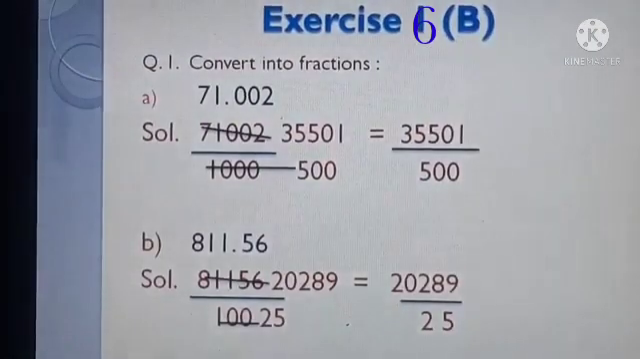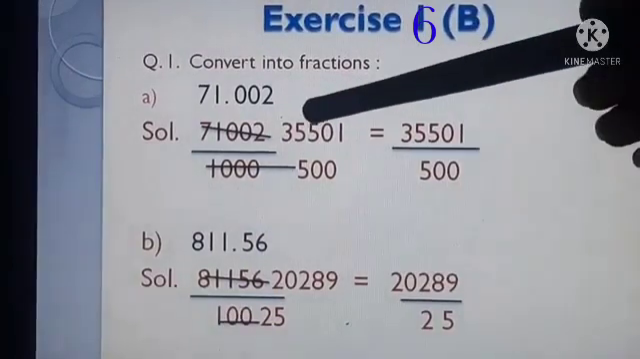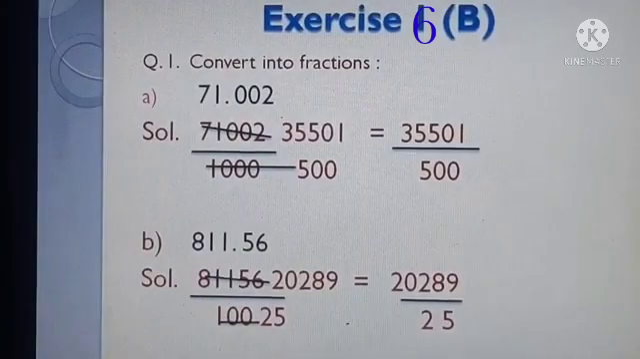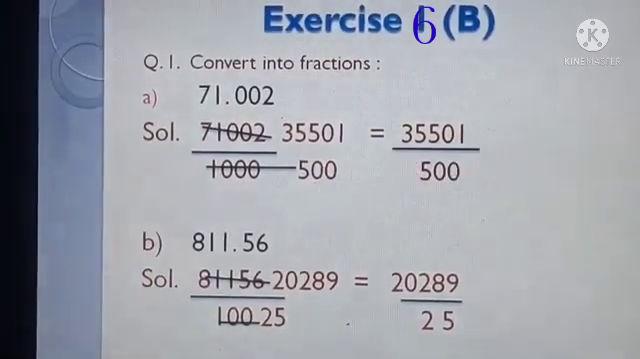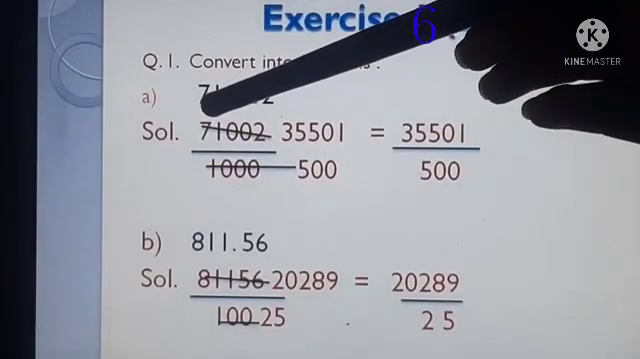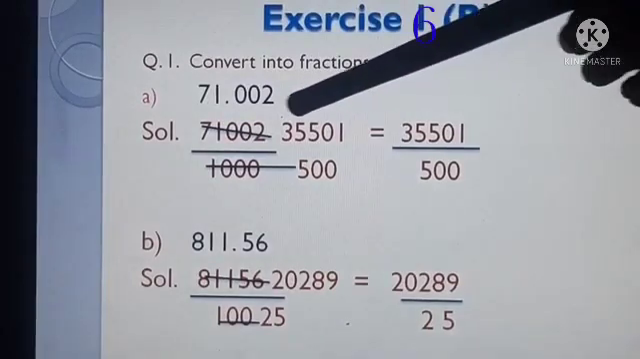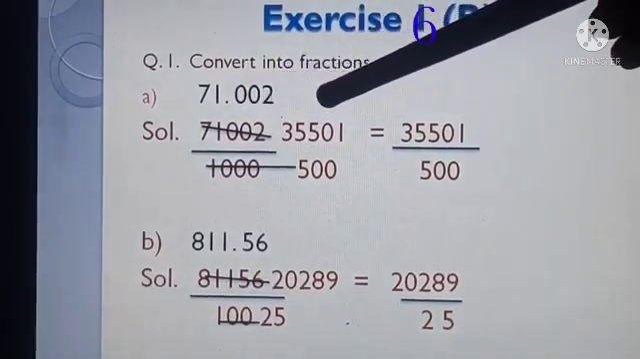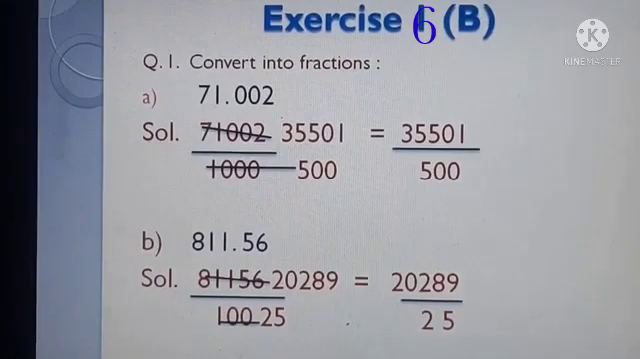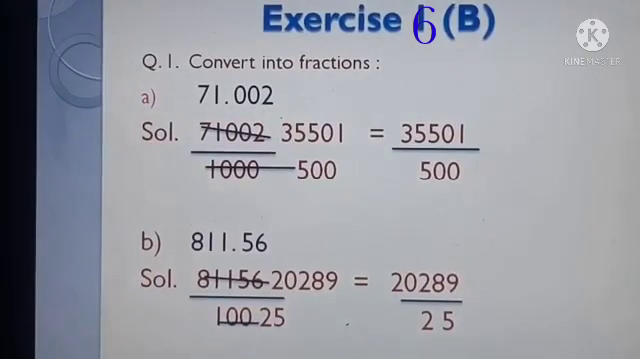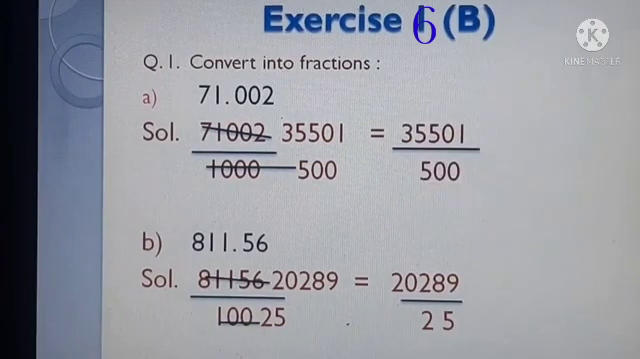71,002 upon 1000. Now we will cut it with 2 because both the numbers are divisible by 2. When you divide 1000 by 2, you will get 500. When you divide 71,002 by 2, 2 3s are 6, 2 5s are 10, 2 5s are 10, then 0, 2 1s are 2. So after cutting you will get 35,501 upon 500. Now no more cutting is there, so this is the lowest term.